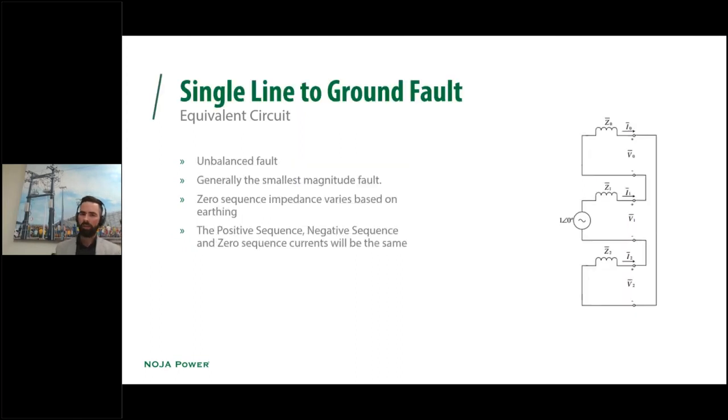Single line to ground faults as well is a very unbalanced scenario, and also it's probably 80% of fault cases for overhead lines. It's generally the smallest magnitude fault, and the zero sequence impedance varies based on your earthing, but because we're connecting them all in series, they're probably going to be fairly close to each other for this particular fault. So it's an interesting scenario where if you have this kind of fault, you are going to see some amount of each of those individual components turning up.